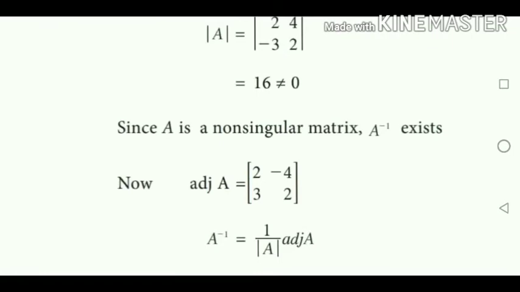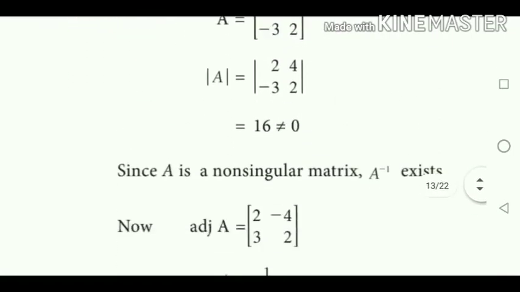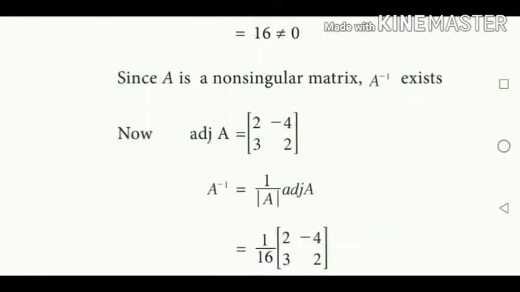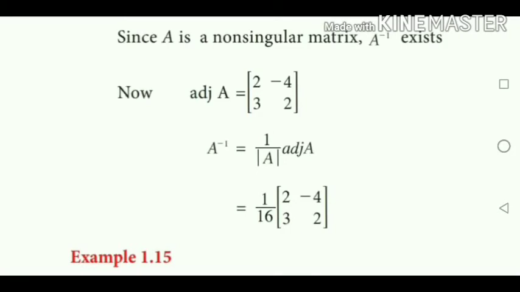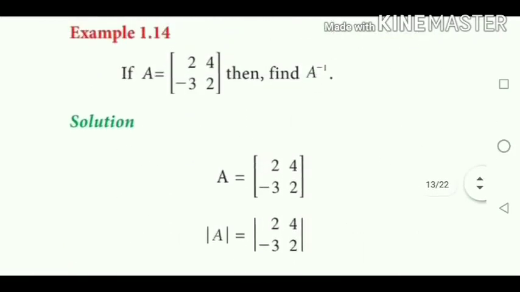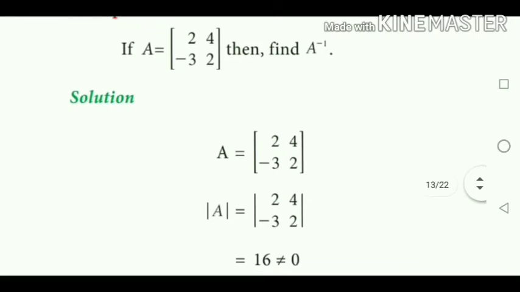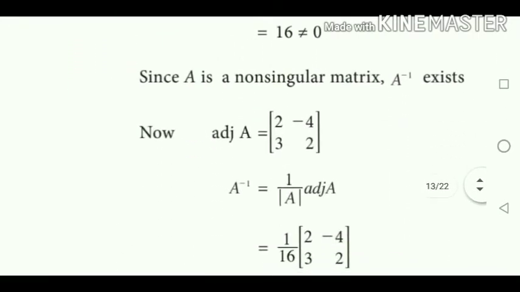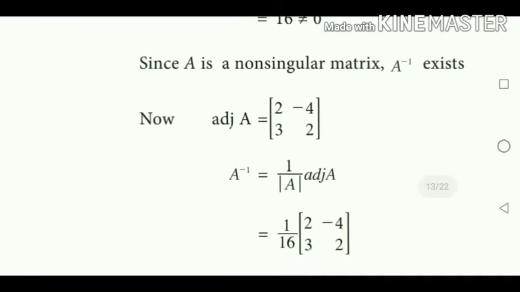Now the adjoint of A. For a 2 into 2 matrix, the adjoint of A is nothing but changing the main diagonal. The main diagonal is 2 2. If you change it, the same numbers come, 2 2. Then the off diagonal here is plus 4 and minus 3. Change the sign for these, so they become minus 4 and plus 3. Listen, for finding the adjoint of a 2 into 2 matrix, first change the main diagonal, and for the off diagonal you have to change the sign only. So the adjoint of A is [2 -4; 3 2].